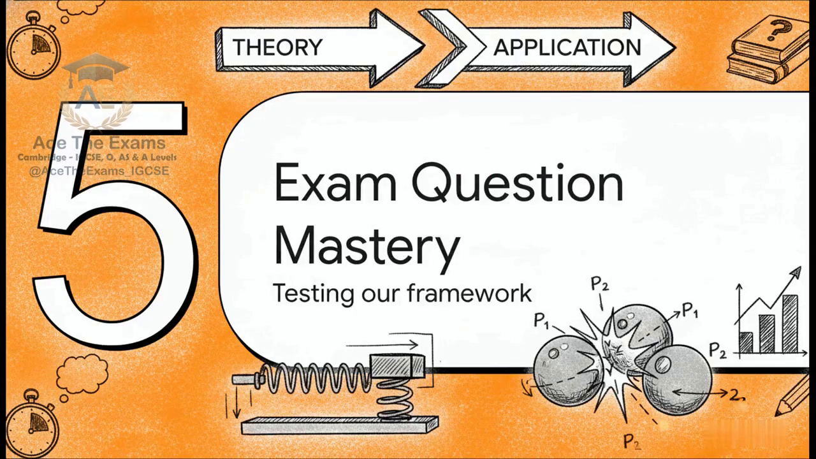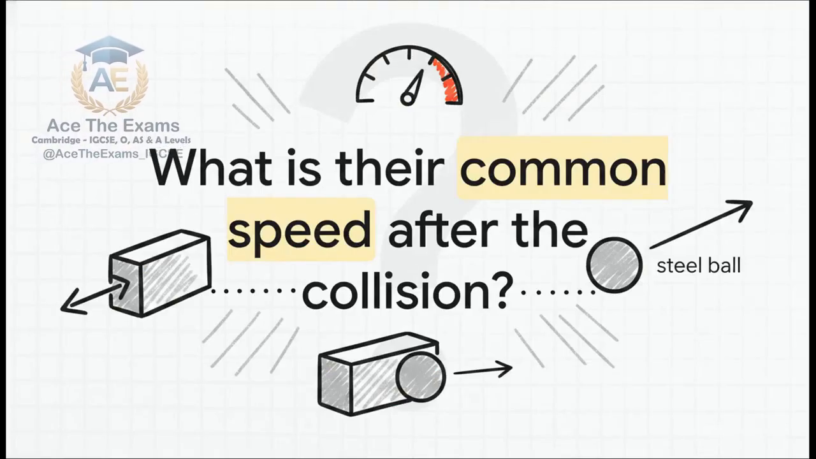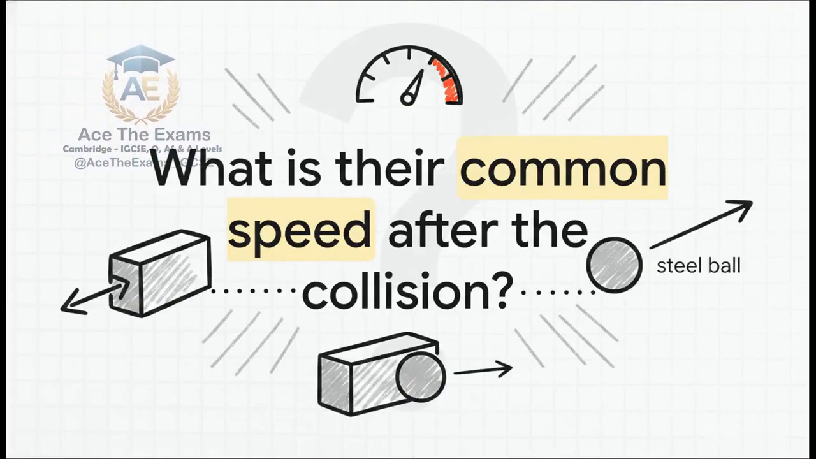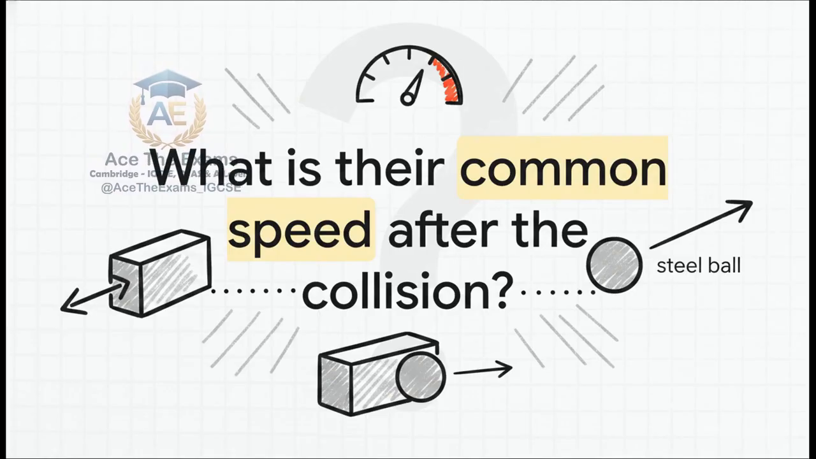Section 5. Exam Question Mastery. Testing our framework. All right, it's time for Challenge 3, Speed Writing. We are looking at a classic Cambridge inelastic embed problem. Question 24. We have an 85-gram block moving left at 2.0 meters per second. A 4.0-gram steel ball is fired right at 45 meters per second and embeds into the block. We need their common final speed.